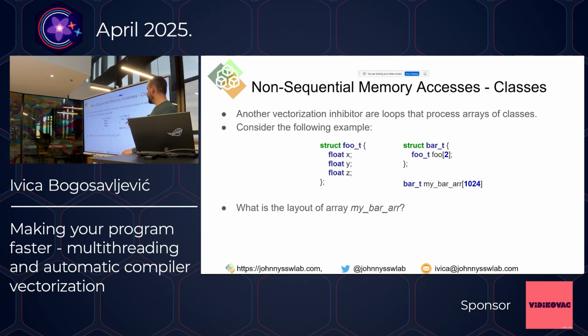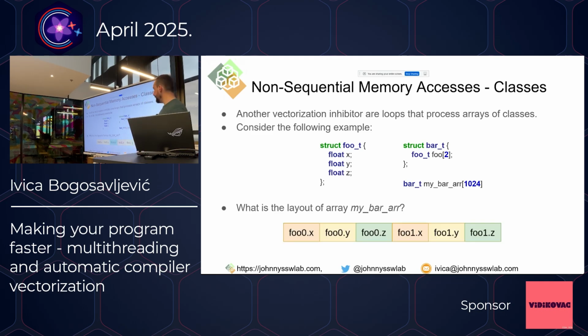Do you have an idea? It's not that difficult. So here it is. This is the first float, foo0 of x, foo0 of y, foo0 of z. Then foo1 of x, foo1 of y, and foo1 of z. So this is the memory layout. This is how the data is stored in memory.